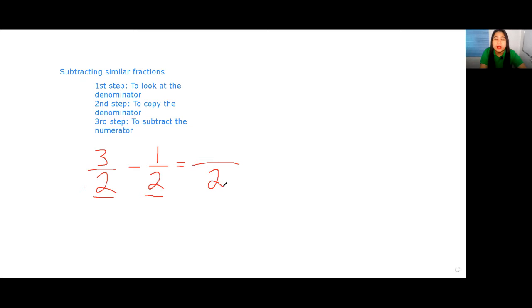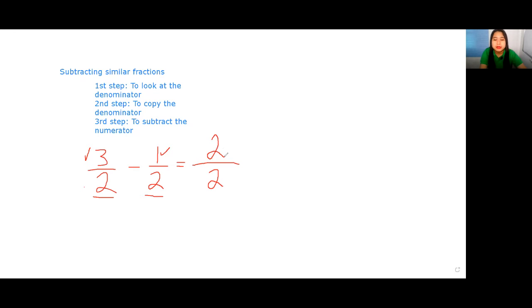Now that we already copied the denominator, let's subtract the numerator. So what is our numerator? We have 3 and then 1. So 3 minus 1, what is the difference? Very good. So 3 minus 1 is equal to 2.